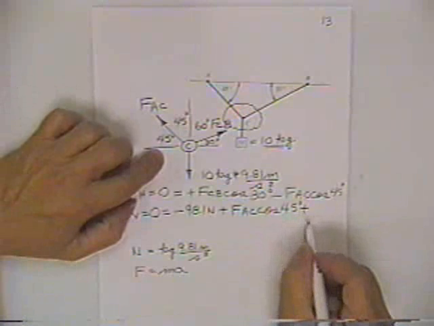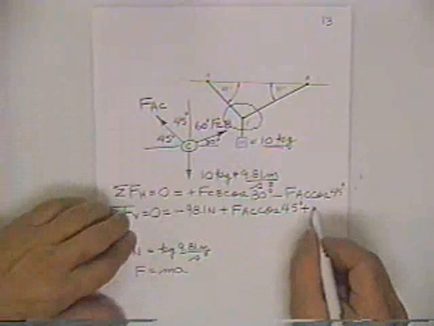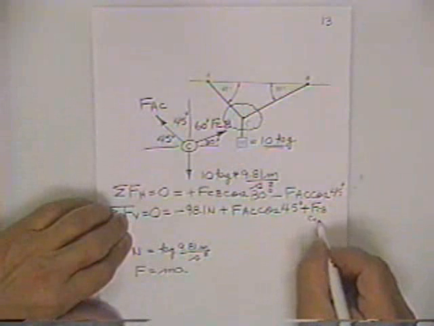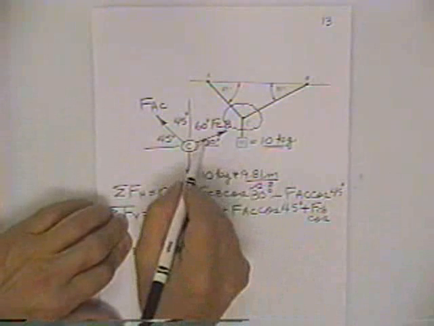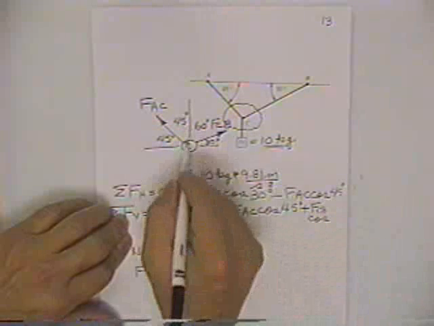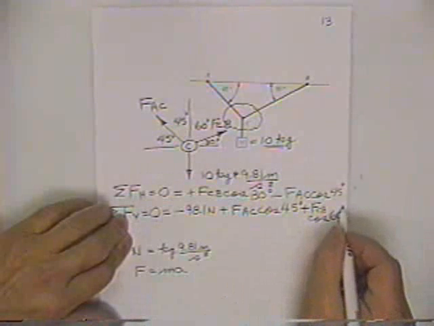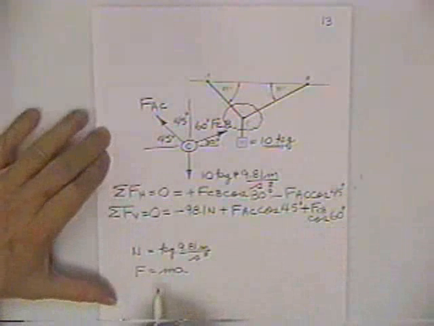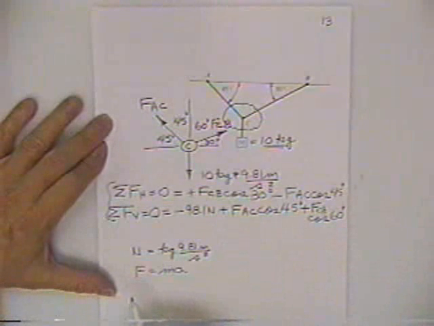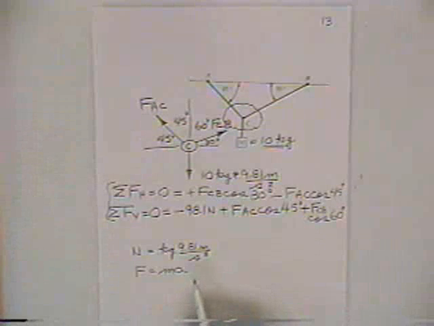And then also pointing up, and therefore called a plus, is FCB, multiplied times the cosine of 60 degrees, the angle between the force and the axis direction under consideration. And then all you do is punch it in the calculator and solve those two equations to tell you the answer for the force in CB and the force in AC.